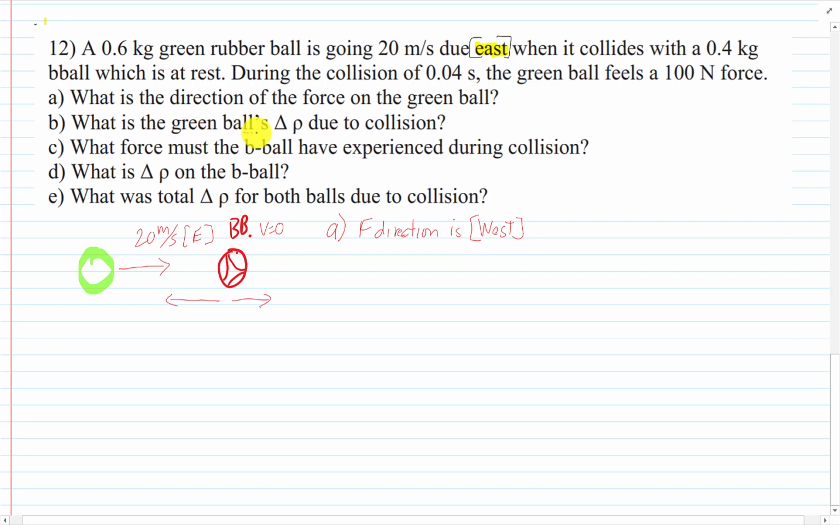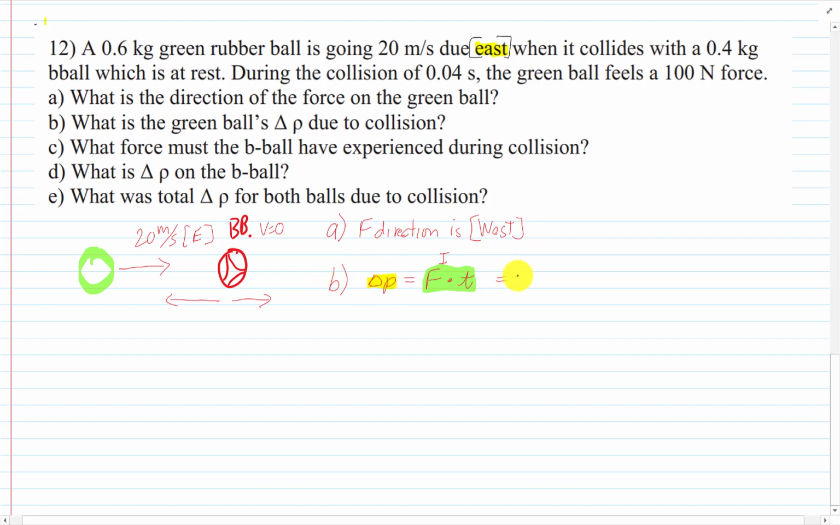What is the green ball's change in momentum due to the collision? It sounds like a tough question, but its change in momentum is equal to the force times the time, the impulse. So this is the trick. I'm asking you for this, but you're going to calculate this. And since they are the same, that's how you're going to use it.